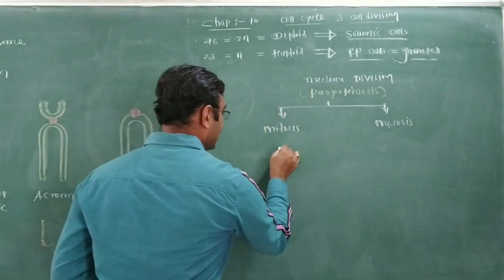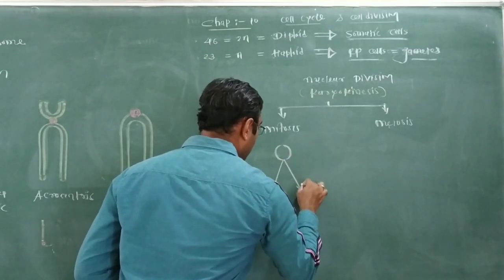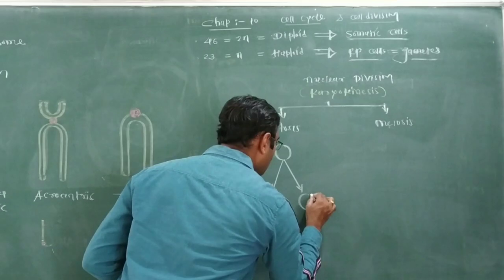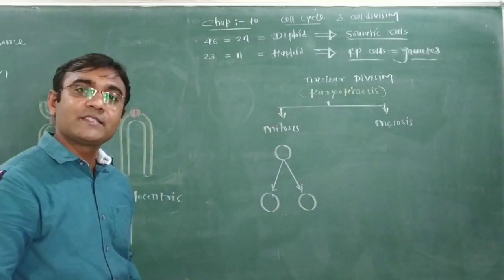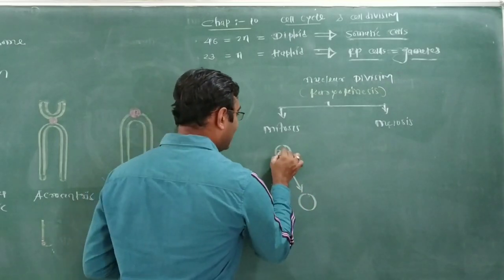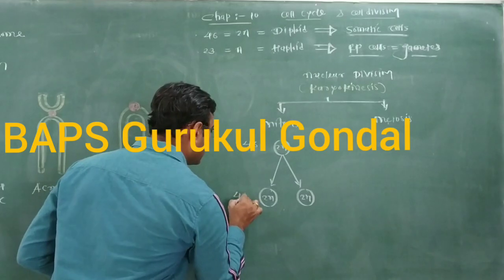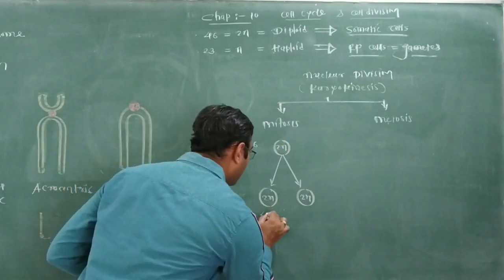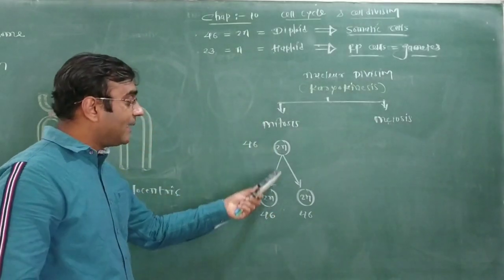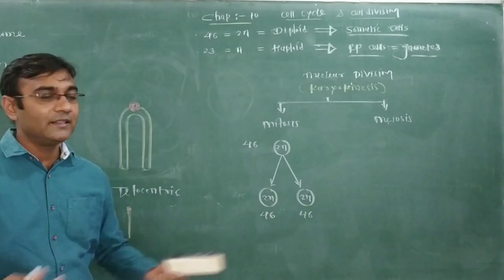In mitosis, one cell divides into two, and the number of chromosomes remains the same. Suppose this is the parental cell and this is the daughter cell. The parental cell has 2n chromosomes, meaning 46 in the case of humans. So both cells have 46 and 46 chromosomes. This type of cell division, mitosis, we have to learn in this chapter.